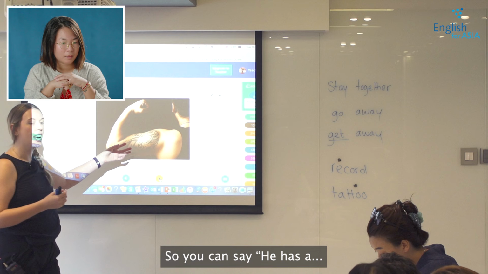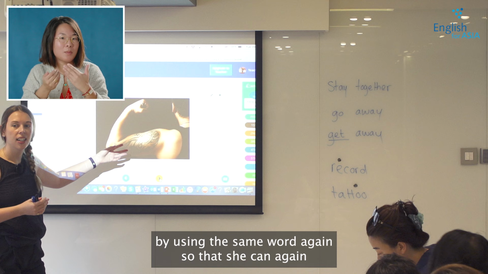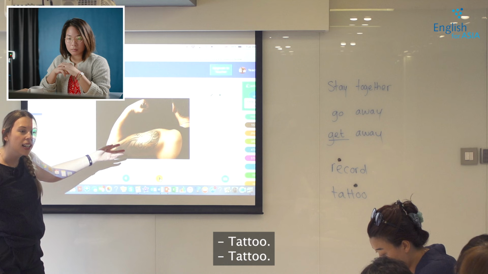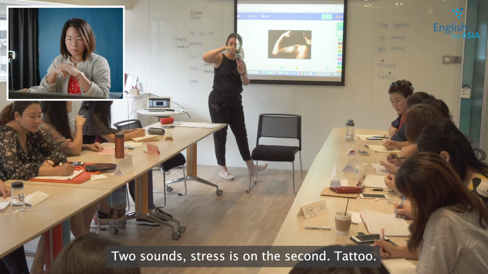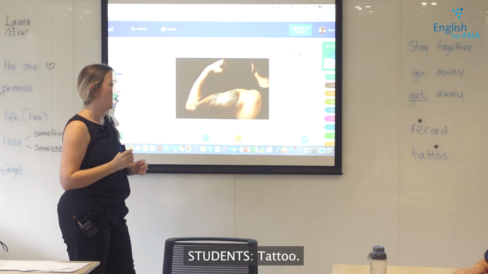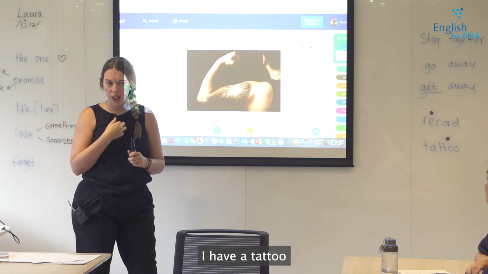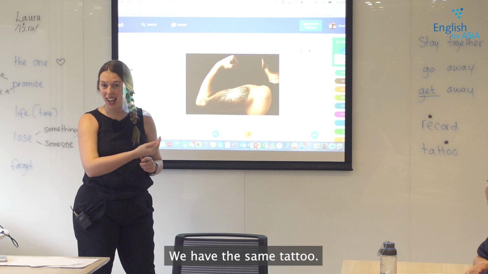So say he has a... She's given them a sentence stem so that they can complete it by using the same word again so that she can again check that they know where the stress is. Tattoo. Two sounds, stress is on the second. Tattoo. Good. I have a tattoo, and my husband has a tattoo. We have the same tattoo.